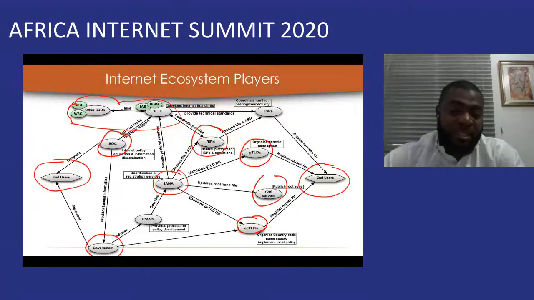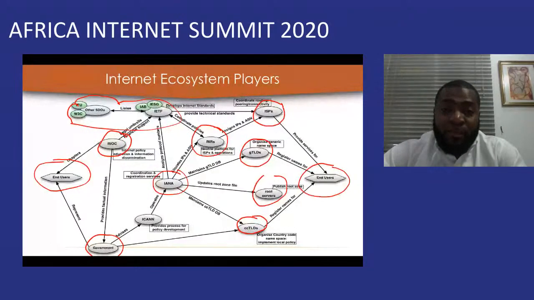And we are going to have a presentation about Internet Society today as well. We also have the Internet service providers that are also important in our Internet ecosystem, because they are the ones that give Internet access to the end user.